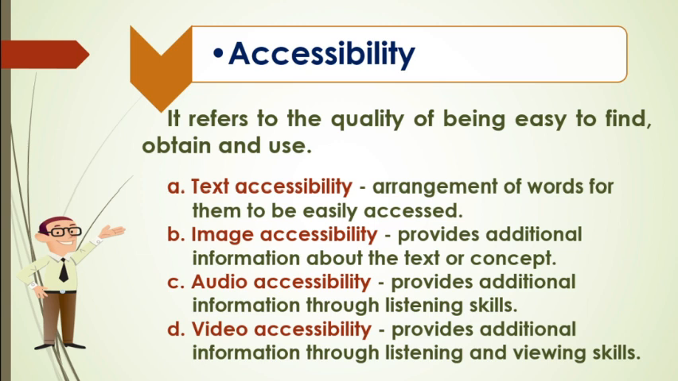This is further broken down into four kinds. Text accessibility. This is the arrangement of words for them to be easily accessed. Image accessibility. It provides additional information about the text or concept. Audio accessibility. It provides additional information through listening skills, and video accessibility, which provides additional information through listening and viewing skills.